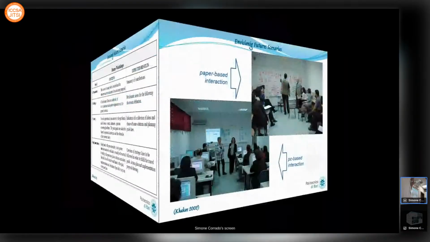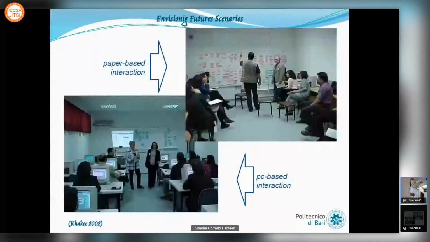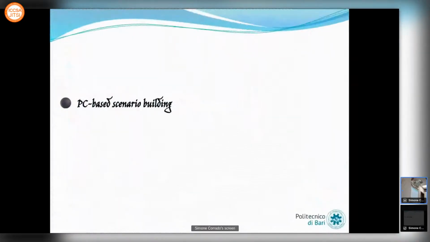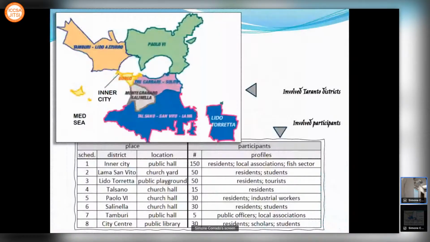This is an example, actually just an old example, carried out in the past in Turkey, in Kuşadası, which is close to Izmir University. The traditional approach is very easily made with papers on the walls. Then we used computers, and an evolution of this PC-based approach was used to build scenarios in Taranto.